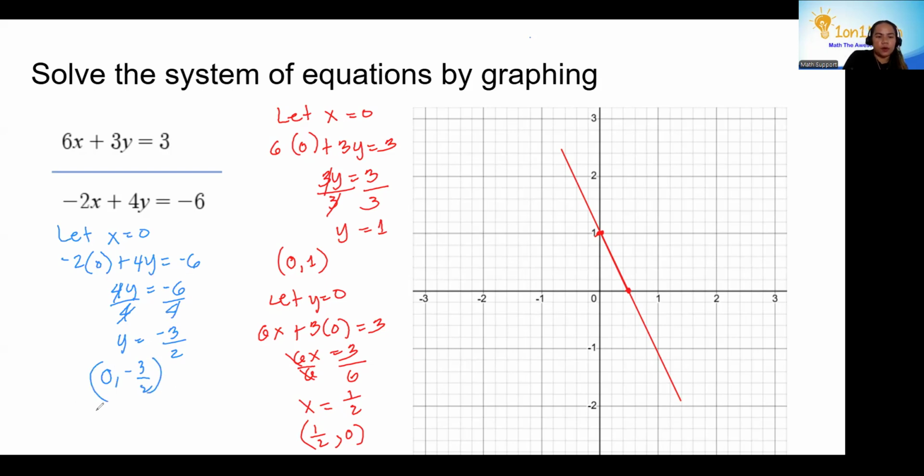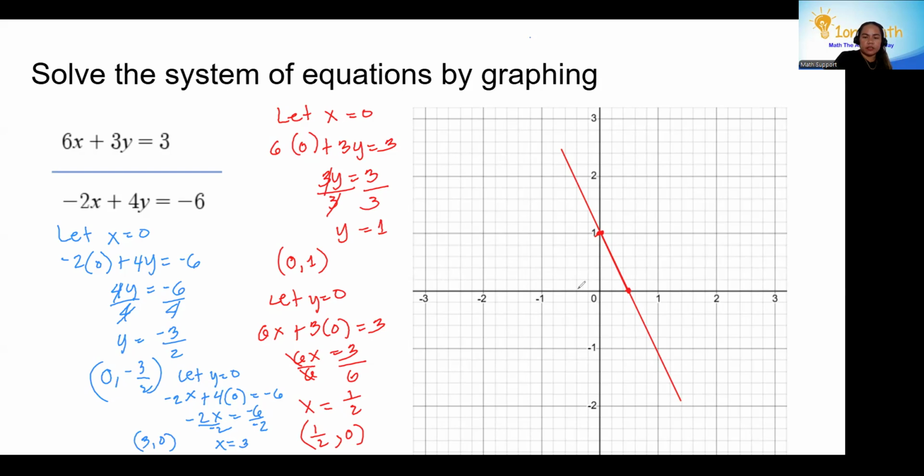Then solve for the x-intercept. We let y equals 0 and solve for x. Negative 2x plus 4 times 0 equals negative 6. Negative 2x equals negative 6. Divide both sides by negative 2. Our x now is positive 3. So the x-intercept is at (3, 0).